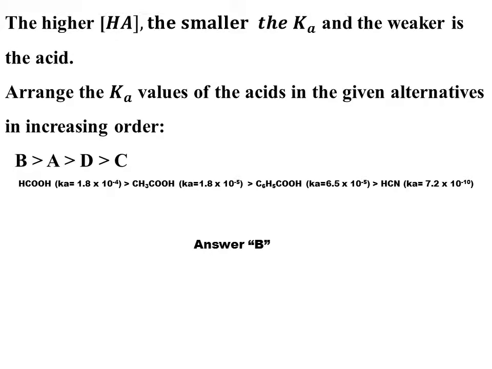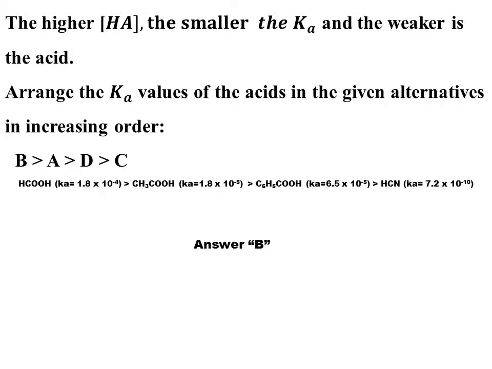Question number 16. Which of the following gives pH greater than 7 when dissolved in water? A, calcium chloride. B, ammonium chloride. C, sodium fluoride. D, sodium nitrate. pH greater than 7 means a basic solution. The solution is a basic solution.